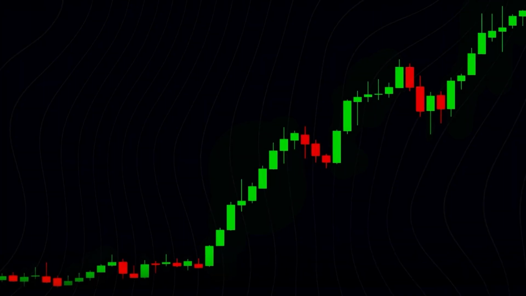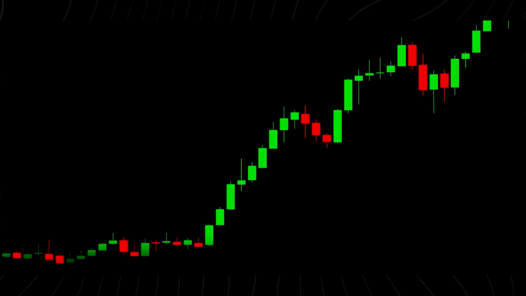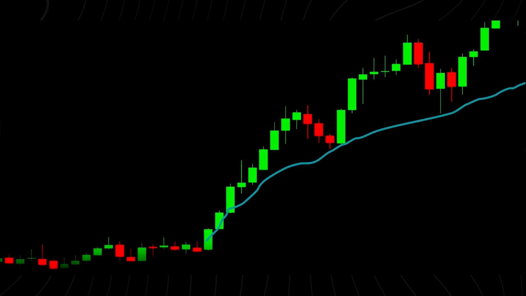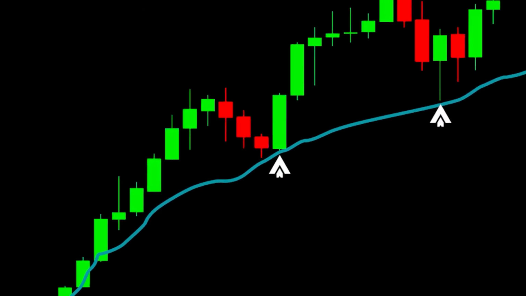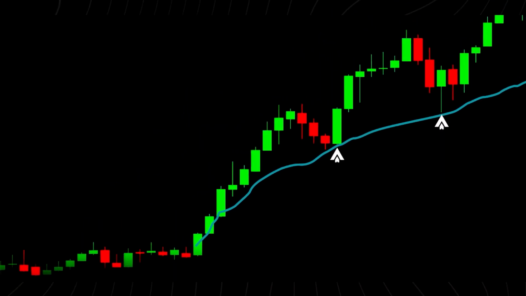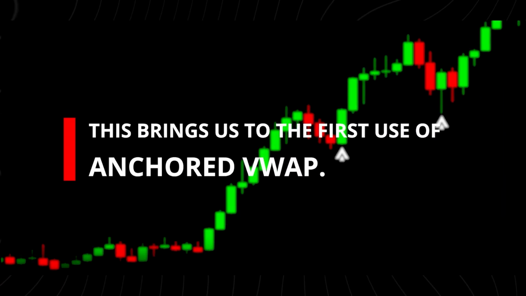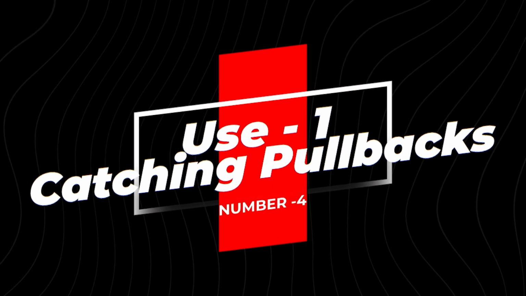For example, in this chart, the price was firmly consolidating before starting a big uptrend. The uptrend began with this candle, thus we plot the Anchored VWAP from this position. As seen, the Anchored VWAP supported the price on 2 occasions. When the price reached the VWAP, it increased. This brings us to the first use of Anchored VWAP. 4. Use 1. Catching pullbacks.